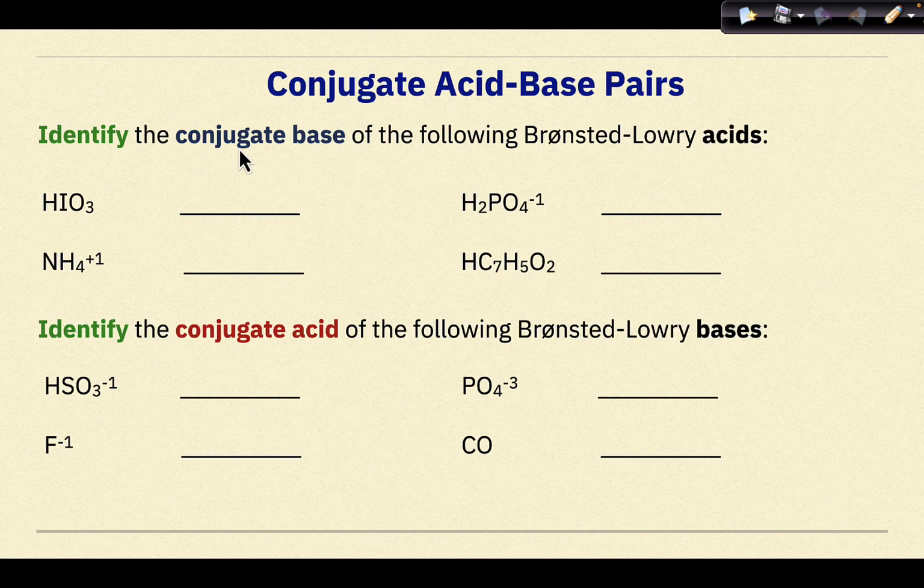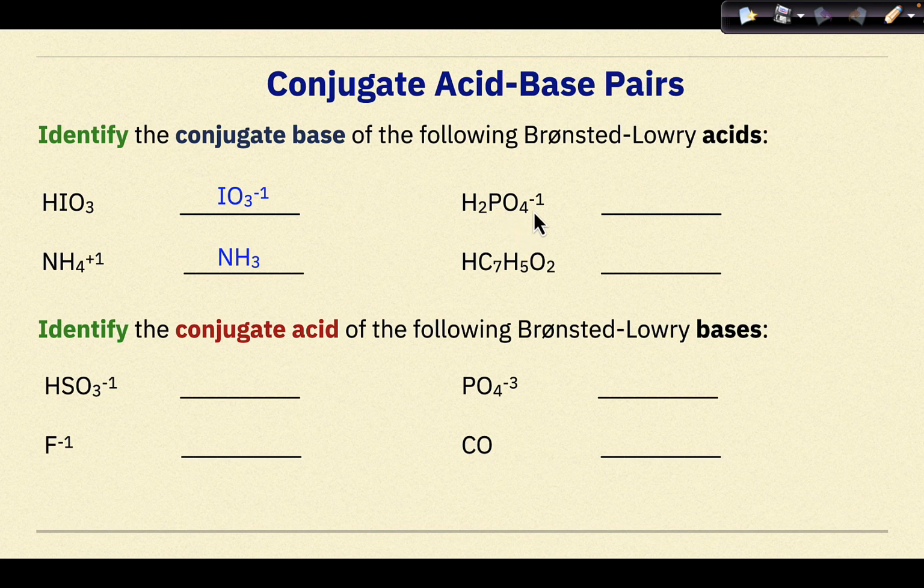Identify the conjugate base of the following Brønsted-Lowry acids. So each of these is an acid. What we're looking for is the conjugate base. So whatever we see in these blanks should only differ from the conjugate acid by one hydrogen. So HIO3, the conjugate base of that is IO3- because we see a difference of one hydrogen ion. For NH4+, the conjugate base would be NH3. Again, we see a difference of only one hydrogen ion.